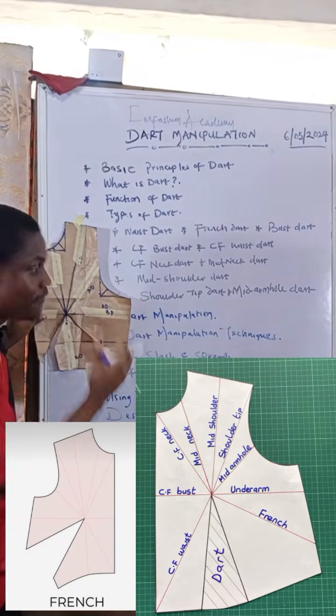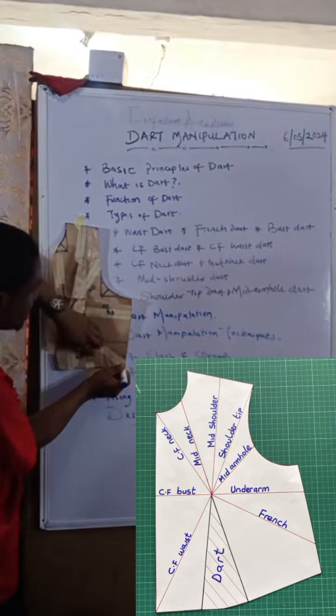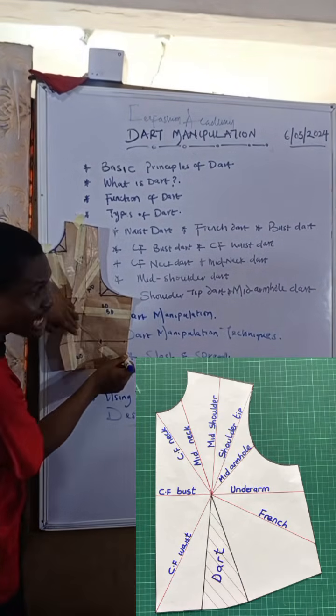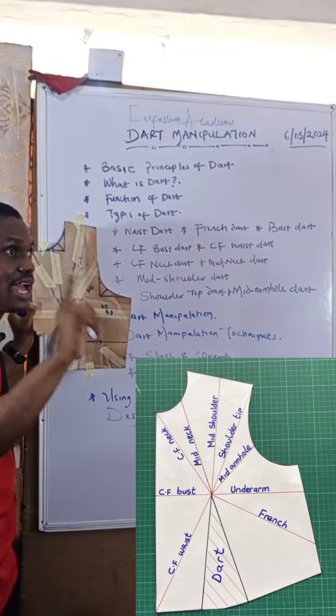You guys understand now? By the side, this is the half length. Now if this part is the down side, the edge, go up by how many? 1 inch. Now take it towards the apex point. That one is the French dart.